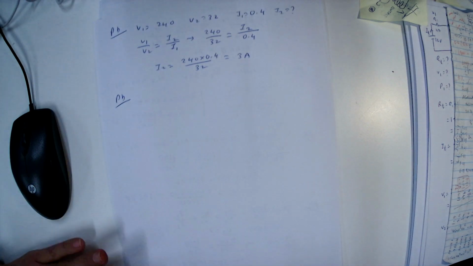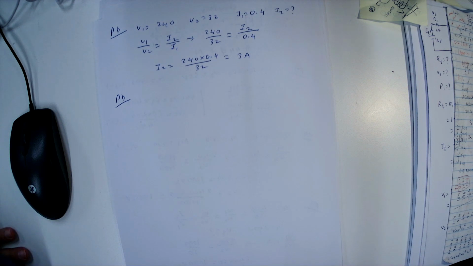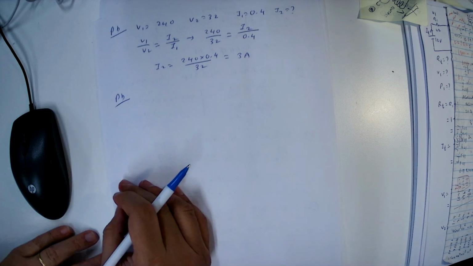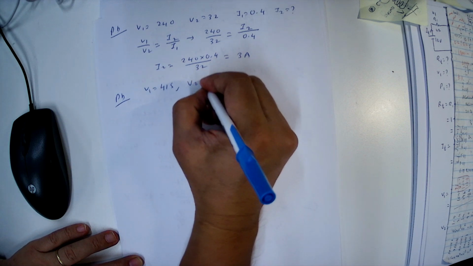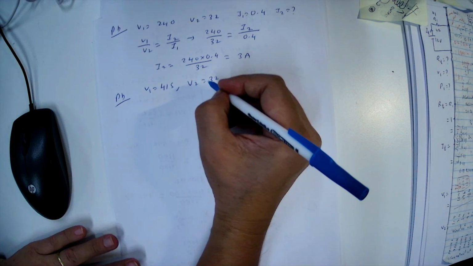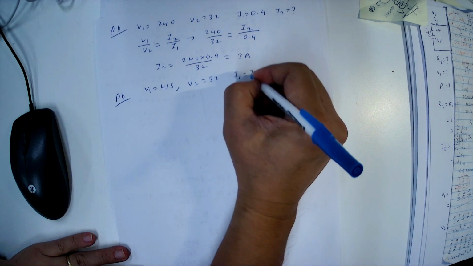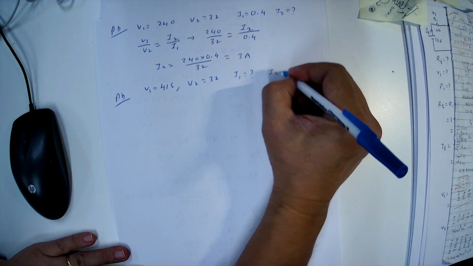Another problem. A single phase transformer steps down from 415 volt to 32 volt. We need to calculate the primary current if the secondary current is 2 ampere. This means the step down. V1 is 415, V2 is 32. I1 is unknown, I2 is 2 ampere.